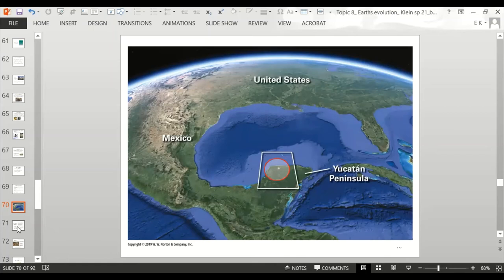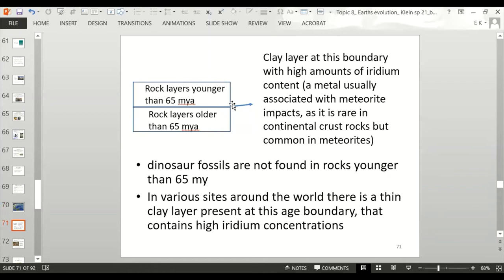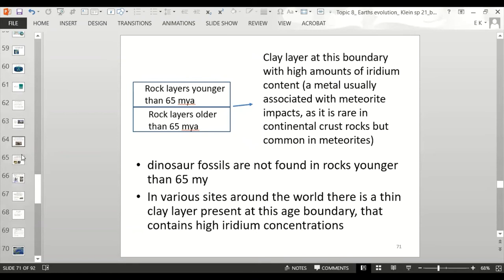So above any iridium-rich clay layers anywhere in the world that are found between the 65 million year younger versus older boundary, nowhere in the world are there any dinosaur fossils found in rocks younger than 65 million years. So that is strong evidence that dinosaurs went extinct. Except for that bird lineage, the dinosaur lineage that led to the rise of modern birds. That's an exception to this.